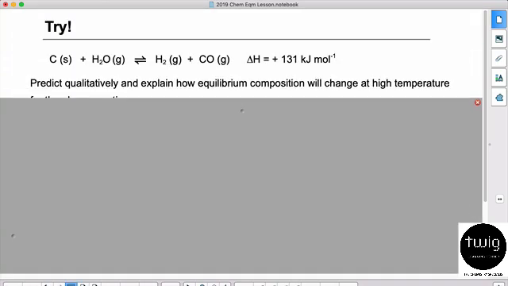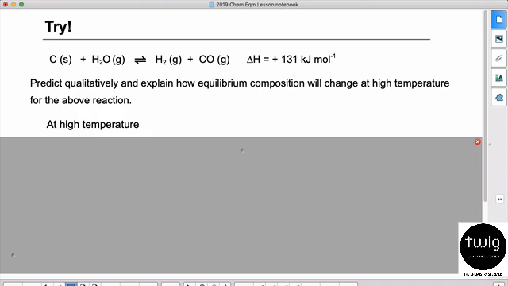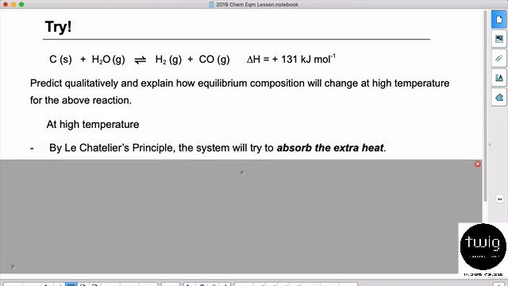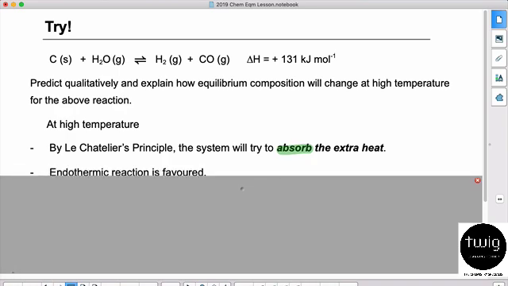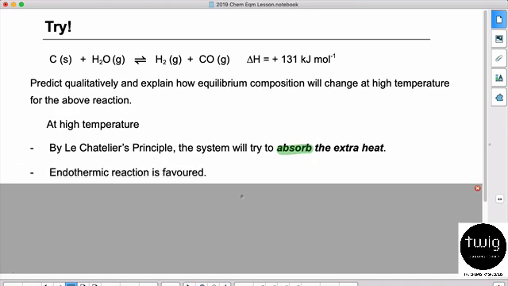I think most of you are okay already. So increase temperature: at high temperature, adding heat, the system will try to absorb the heat. I want to see the words "absorb the heat", okay? Make sure you have that in your answer. The system will try to absorb the heat. It will favor endo.